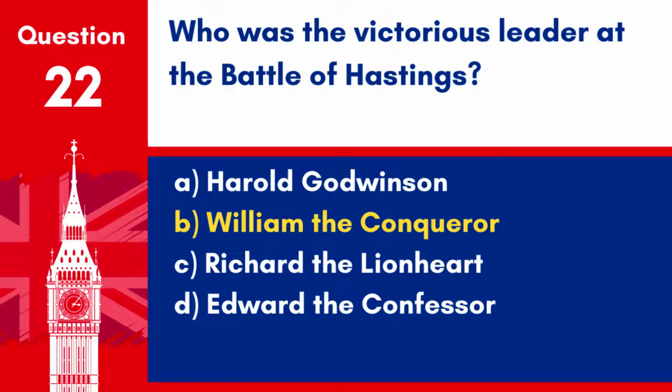Answer B. William the Conqueror. William the Conqueror was the victorious leader at the Battle of Hastings, which led to Norman control of England.